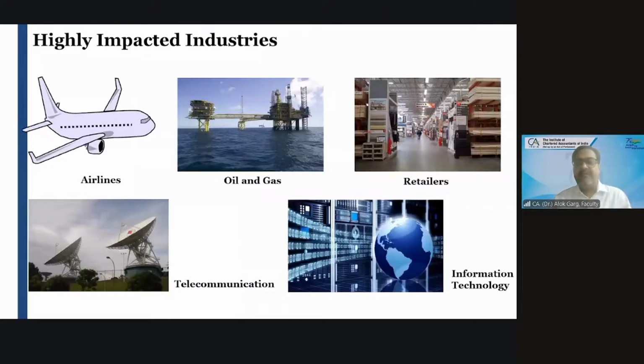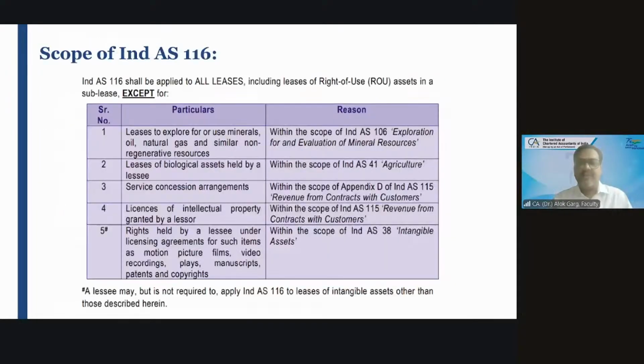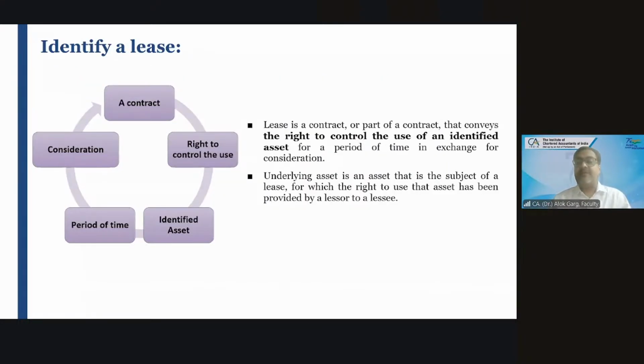So friends, then we discussed why this standard was changed, why we are capitalizing the right of use asset and why we are crediting lease liability. Then we discussed the scope of the standard, that there is a negative list which is given. This standard is applicable to all the leases except a few leases which are in the scope of other standards, right? Then we discussed the contract. What is meant by a lease contract?